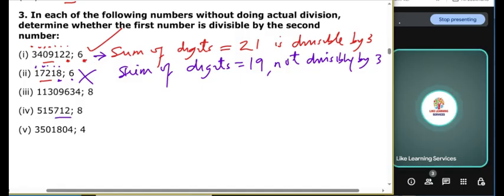Is 712 divisible by 8? You can check. Obviously, 804. Is it divisible by 8? 4 isn't, but is 804 divisible by 4? Yes, the last 2 digits are divisible by 4. So this is okay, and so on.